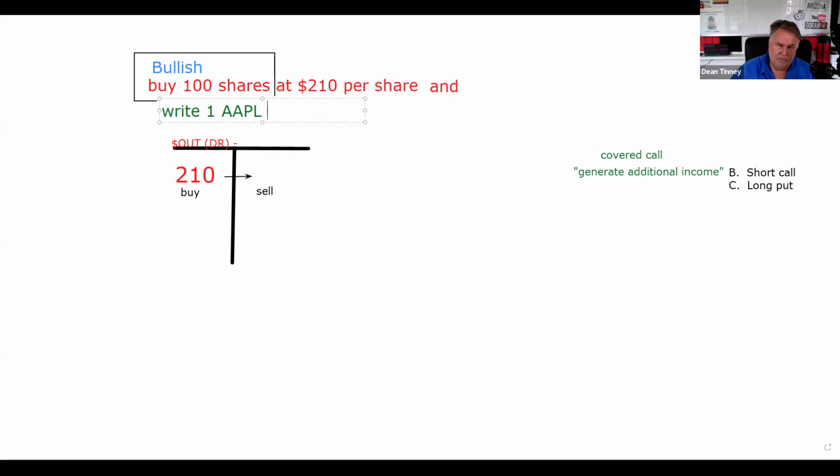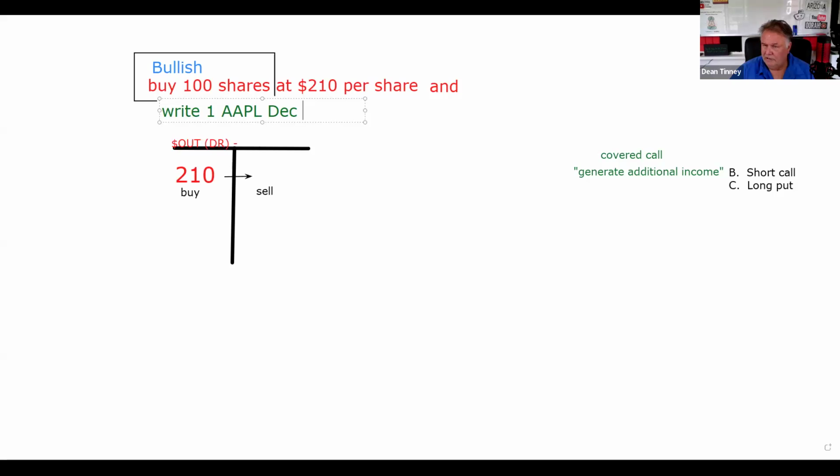So we're going to write one Apple. Let's say this is August. We'll go out to December. Okay, so we're going to write one Apple December. Now we've got to be careful because this is the major disadvantage of a covered call. We don't participate past the strike price.